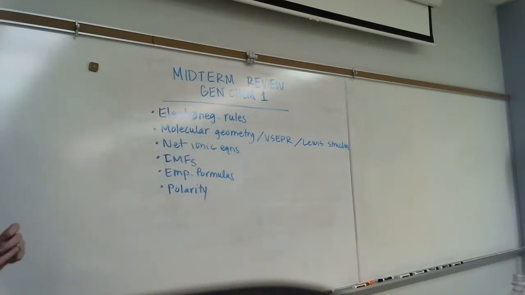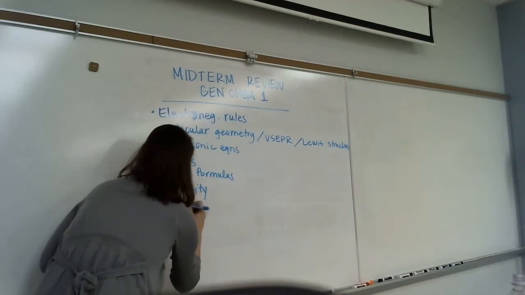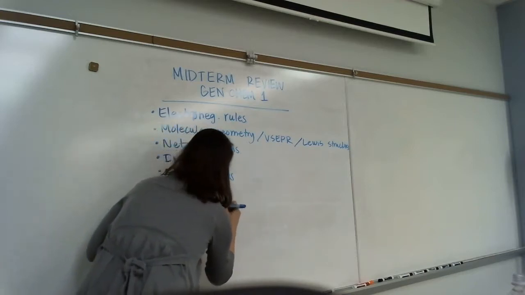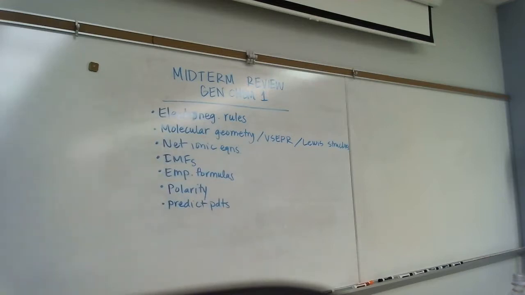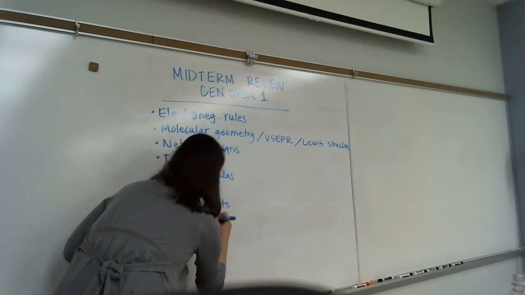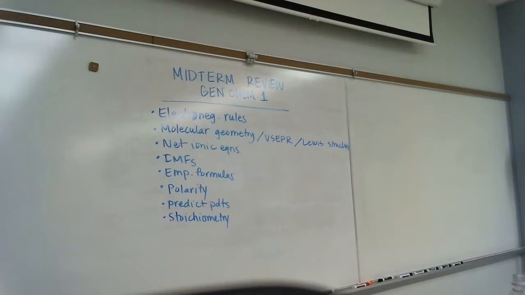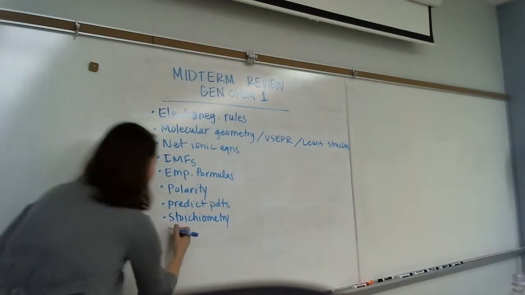I saw another hand up. Yeah. Of how to correctly create an equation. Because like I know how to balance it once I get it, but predicting the products. Yeah, predicting. Okay. Predicting products. Okay. I saw another hand up somewhere. Yes. Stoichiometry. Okay. Anything else? Yes. Solution stoichiometry. Okay.